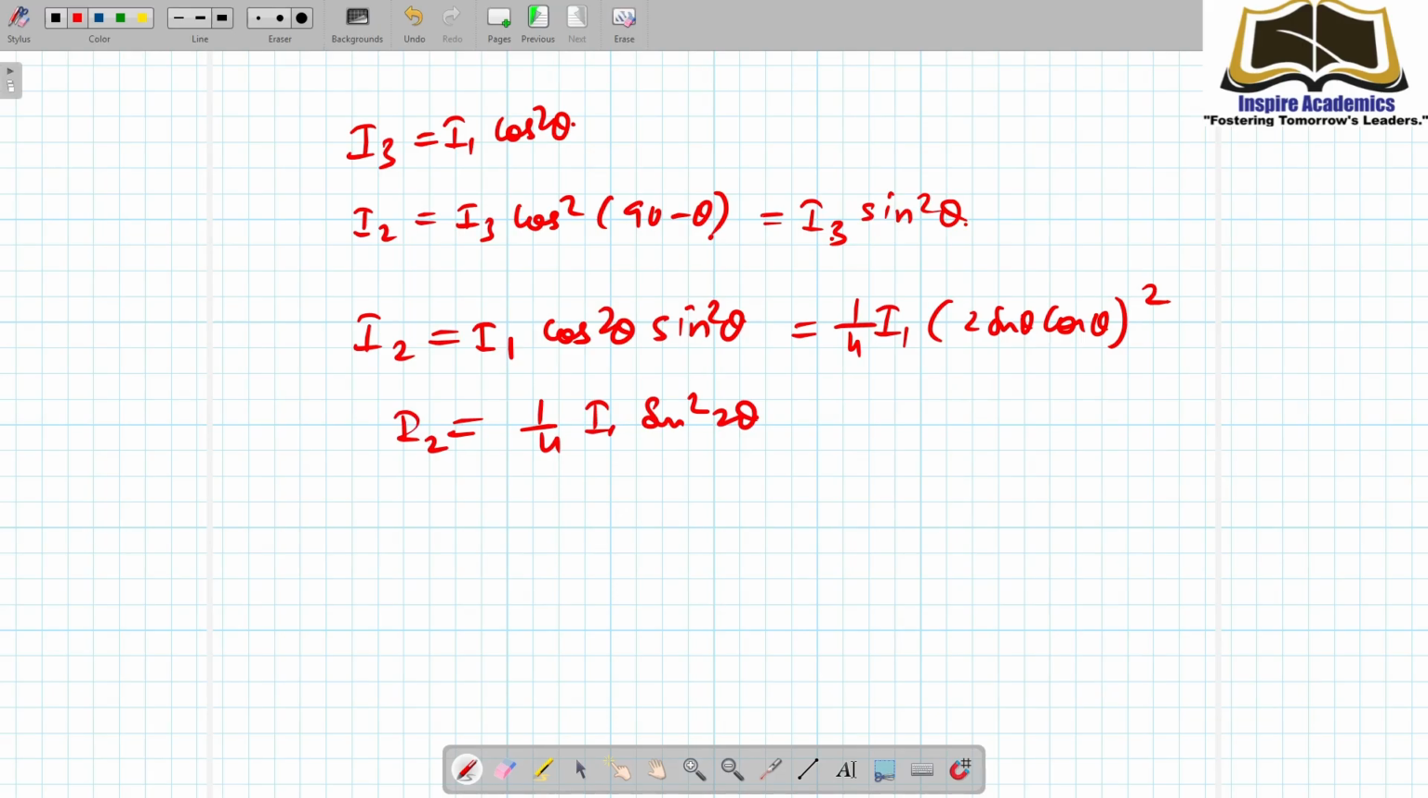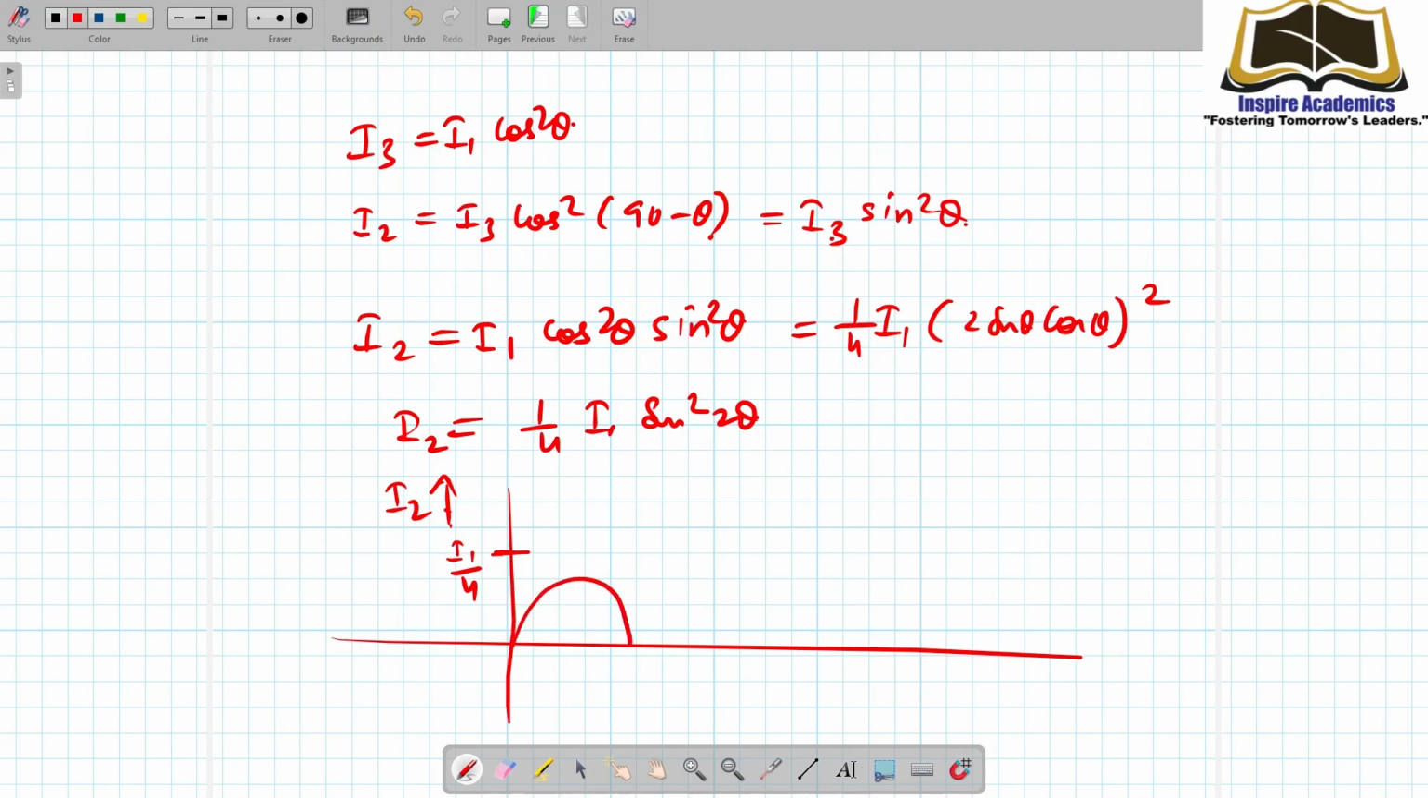Okay. Now I2 versus theta I have to draw. So what will be my graph? Let's say this is I2. So maximum value of I2 will be I1 by 4. Yes or no? When 2 theta is 90 degree. Okay. So we can say that sin square theta means you will actually be getting the graph like this.